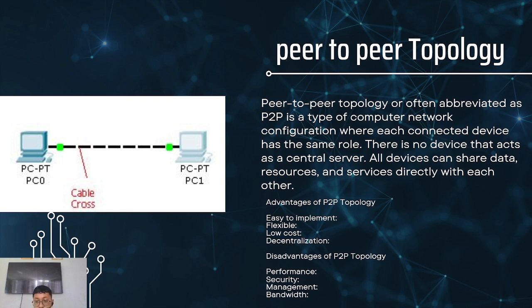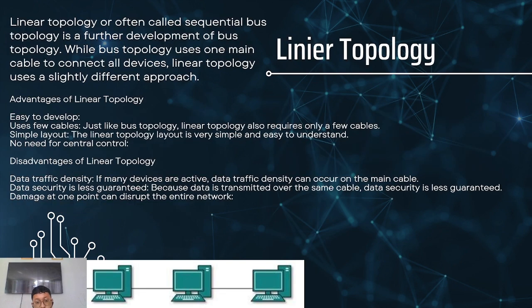Peer-to-peer topology, often abbreviated as P2P, is a type of computer network configuration where each connected device has the same role. It means the role of each device is the same, like one of these could be a server, maybe a router. The advantages of P2P topology are that it is easy to implement, flexible, low cost, and decentralized. The disadvantages may be performance, security, management, and bandwidth.